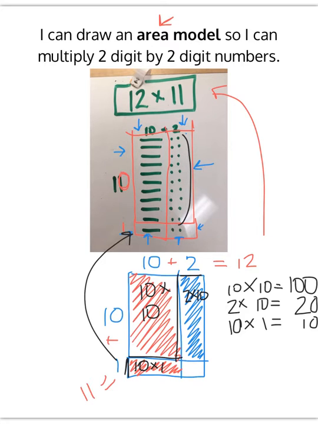And then my final box I need to solve for would be this little box here. That would be 1 times 2.